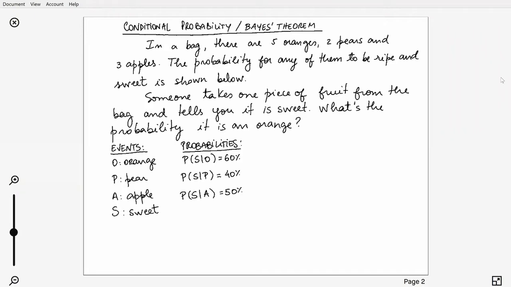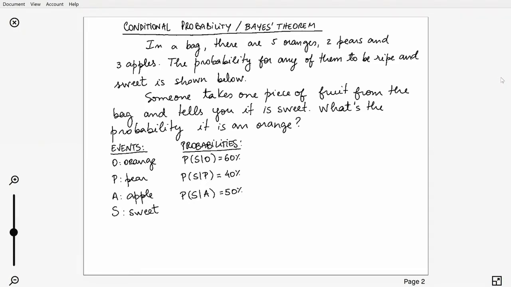In this example, we will calculate conditional probability while applying the Bayes theorem. So we know that in a bag there are 10 pieces of fruit, 5 oranges, 2 pears, and 3 apples. And we also know that the probability for any of them to be sweet is different, as it is shown below.